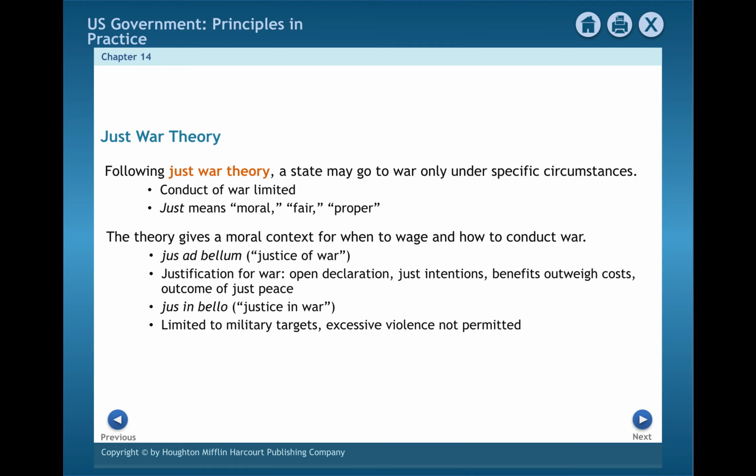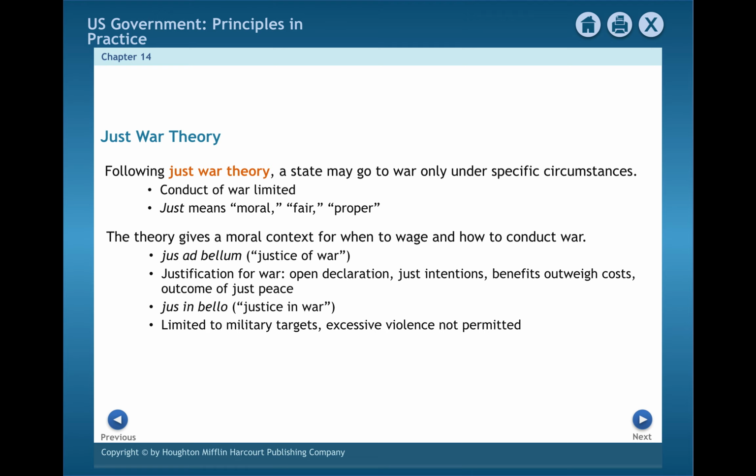Okay, so when it comes to the just war theory, there are two different areas of this theory. There's the jus ad bellum and jus in bello. Jus ad bellum means justice of war. So this relates to entering war, okay?